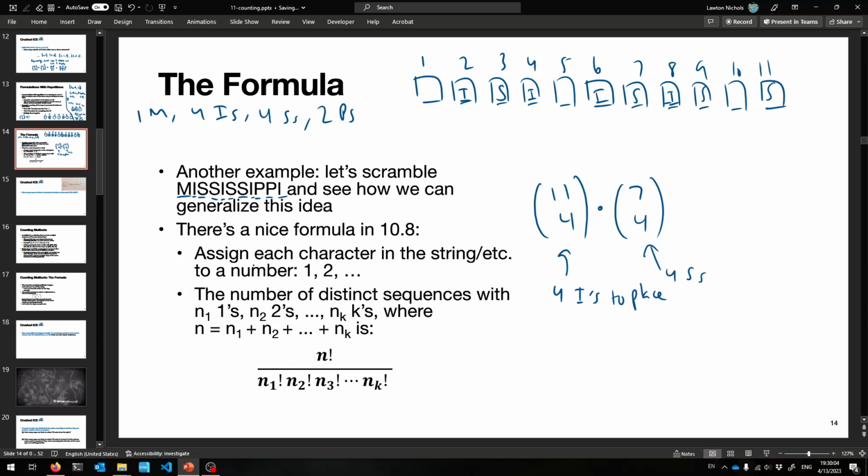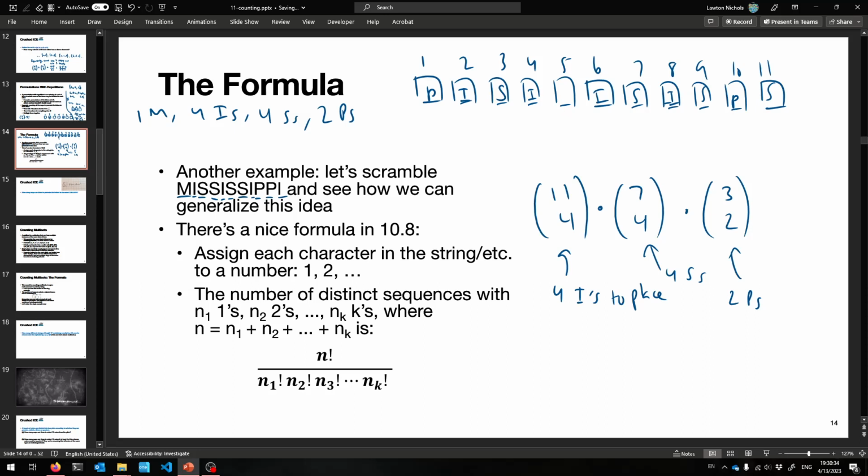And then you have to place the p's. How many slots do we have left? 1, 2, 3 slots left. We have to place the p's somewhere, and we've got 3 slots to put them in. But we have 2 p's to place. So pick 2 indices out of the 3 that are left. How many ways are there to do that? Again, order doesn't matter, so we use a combination. So that's 3 choose 2. And finally, once you've placed the p's, there's only 1 slot left.